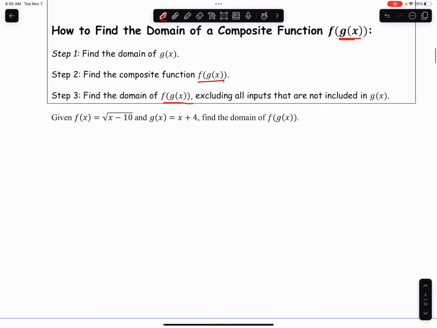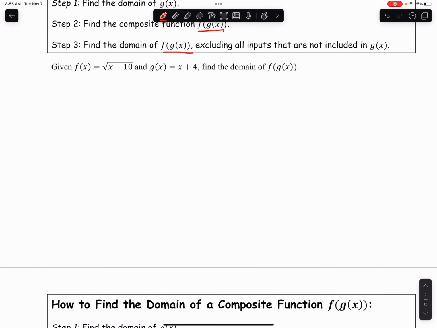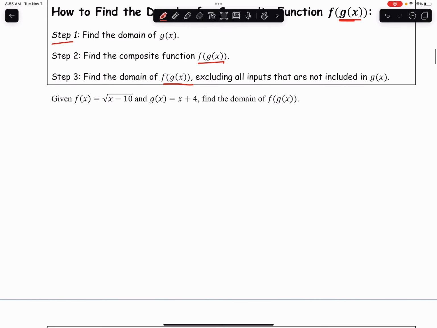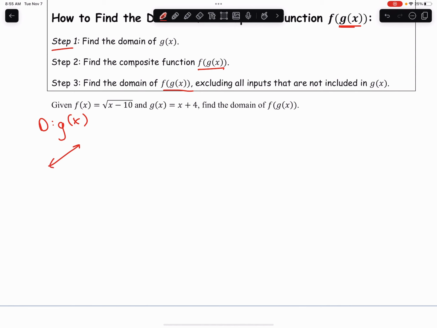Very similar question as above, but we want to find the domain. So the very first thing we have to do is do step 1, which is find the domain of g of x. So if I look at g of x, our domain is x plus 4. It's just a normal straight line. It's going to look like that. So our domain for g of x is all real numbers. Okay, so we're not limiting the domain at all with g of x.